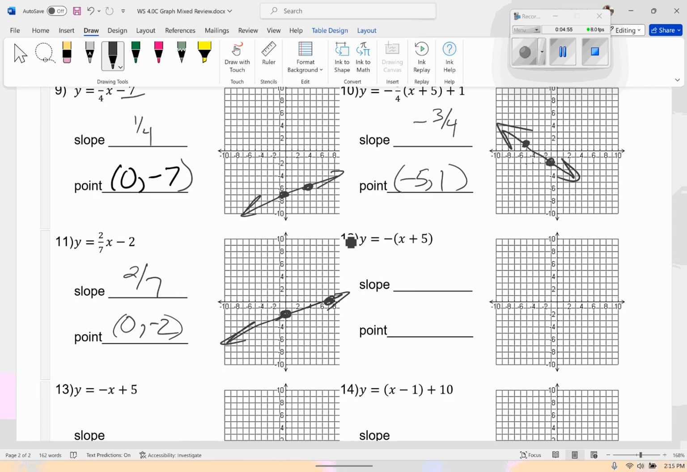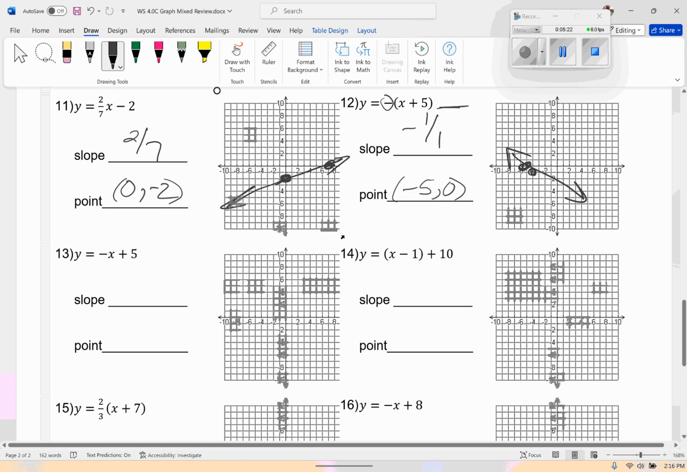All right, so I'm missing something out here. If I'm missing something, it's nothing. And nothing is what in math? 0. So my point's (-5, 0). What's my slope? There's a negative out front, though. Negative 1 over 1. Very good. So I'm going to go down 1, right 1. Connect the dots.